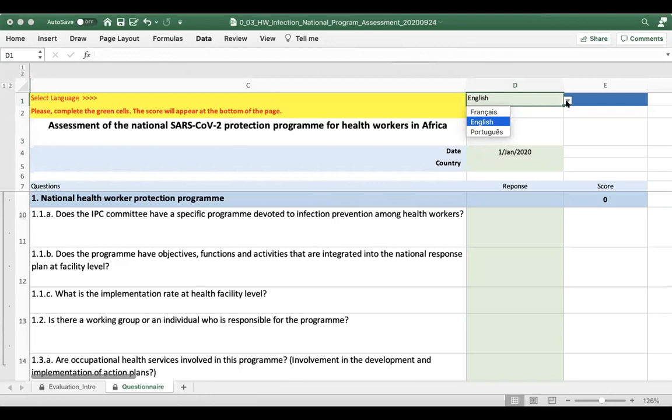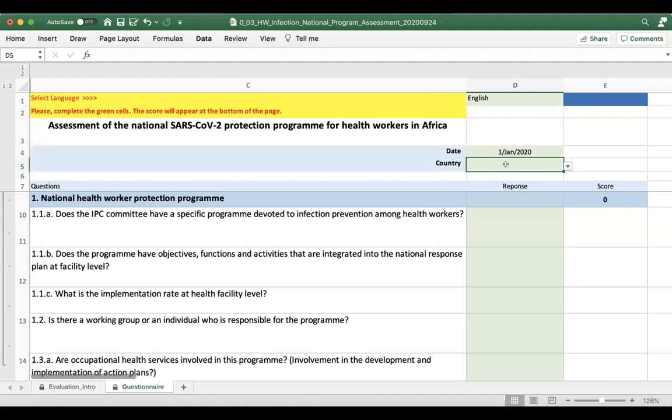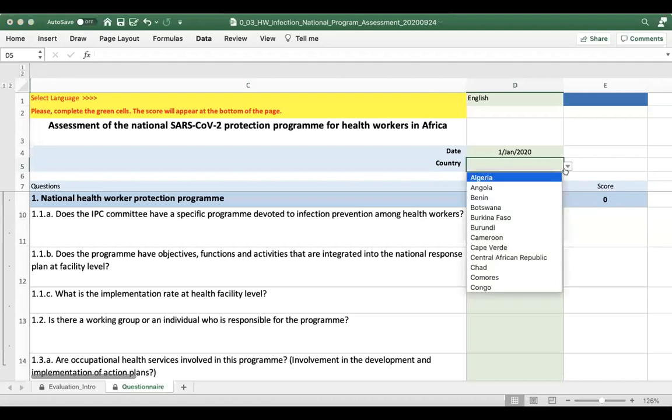So that makes this tool easily implemented within the different contexts that we have in terms of language abilities in our region. Then once you start to complete this tool, you have the date that you would want to populate and then the country. If you go down to the cell that says country, all of the different African member states have been listed in this cell. Again, I would emphasize that this tool was created for the region of Africa. That's not to say that it couldn't be utilized in other contexts, but for this particular investigation and quality improvement aspect of IPC, the African countries are listed.